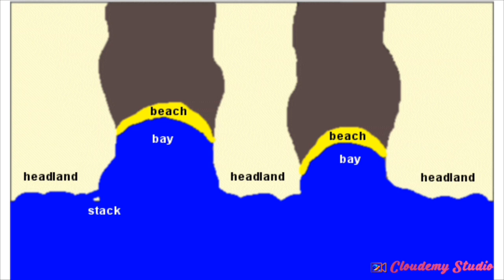Now headland and bay. The difference is headlands are more exposed to the sea, and these headlands have more resistant, hard rocks like granite, and bay is a little bit soft and less resistant rock which erodes quickly.